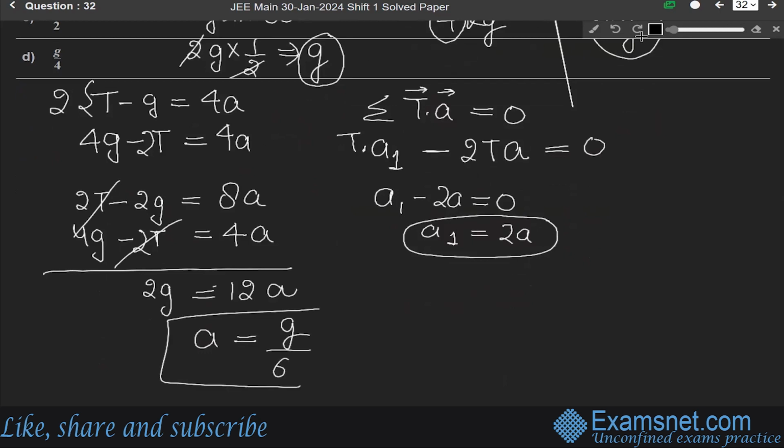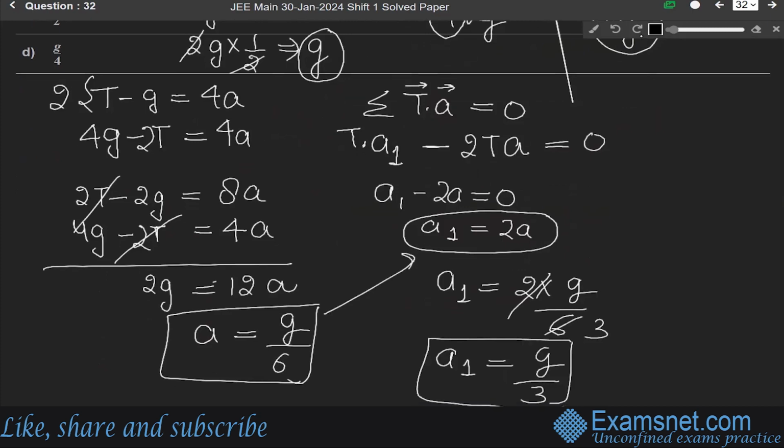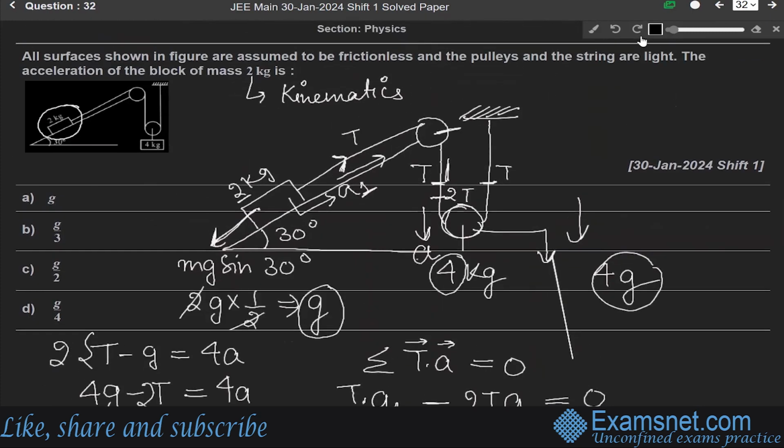Now putting this value of A in this, we get A1 equals 2 into g by 6, which means A1 equals g by 3. So the acceleration of the block of mass 2 kg is g by 3. So the correct option is B.